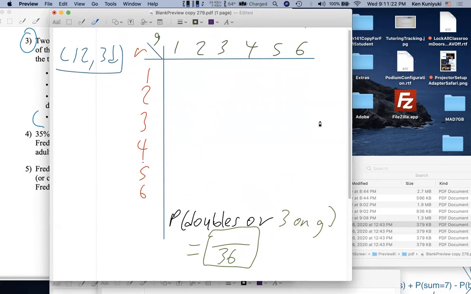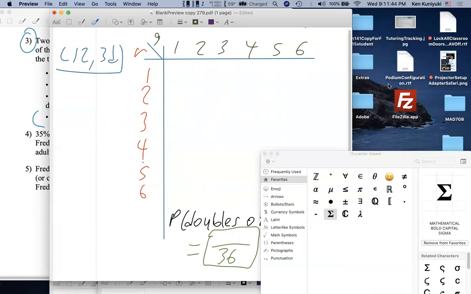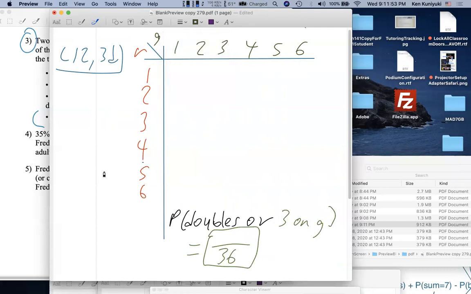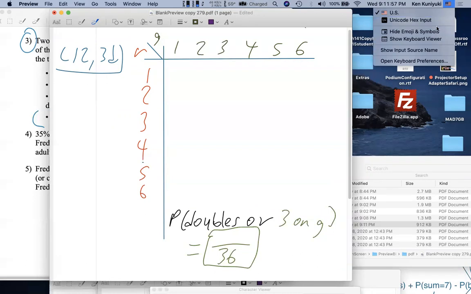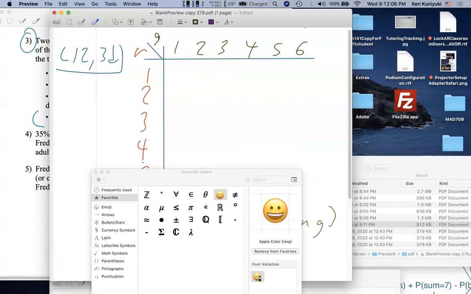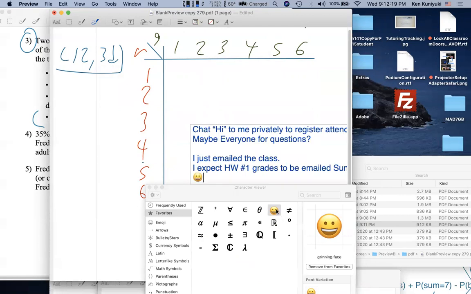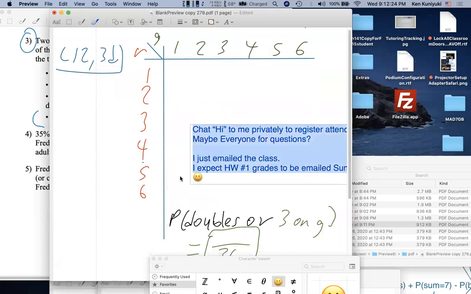Count them up, folks. Out of the 36 outcomes, how many will satisfy either or both of these events? Doubles, 3 on green. How many check marks? Or whatever, happy faces. I should do that, happy faces. All right. How many out of 36?